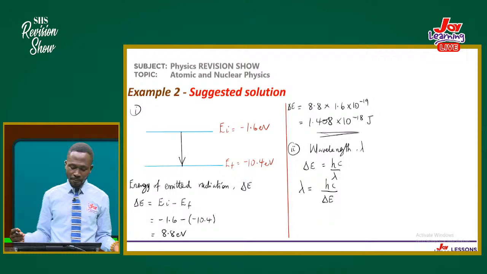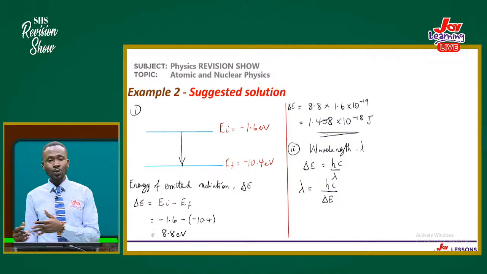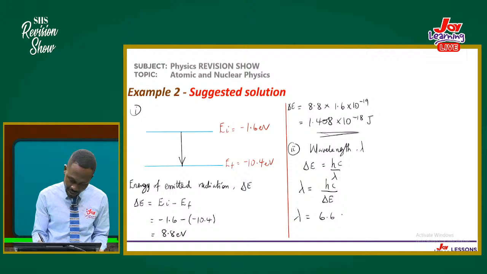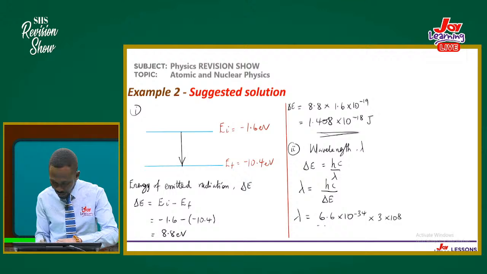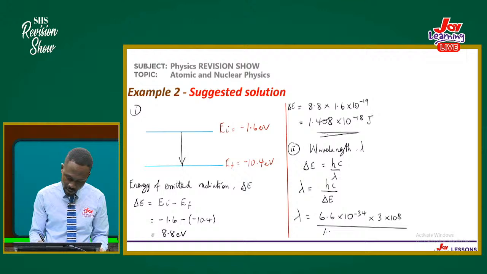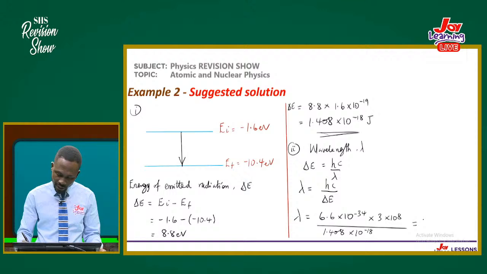We're given the Planck's constant, and we have the c also given. So wavelength becomes 6.6 times 10 to the power minus 34 times 3.0 times 10 to the power 8, then we divide all that by our answer for change in energy, which is 1.408 times 10 to the power minus 18. If we do that very well, then we're going to get an answer to be 1.406 times 10 to the power minus 7.